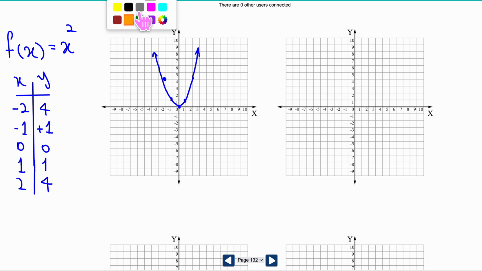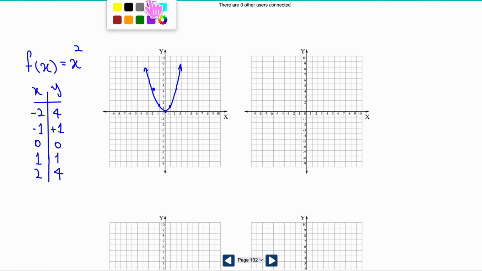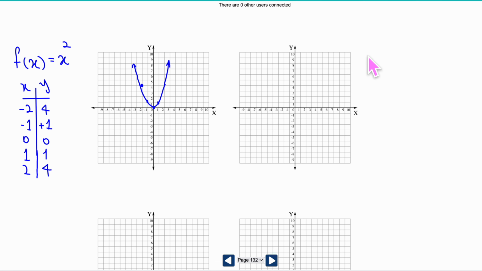Now, let's change this simple function by adding a 1 outside. Alright, so this time my f of x, well, let's change the name so that we won't confuse it with the previous one. Let's call it g of x is equal to x squared plus 1. Let's see how the values change this time around.